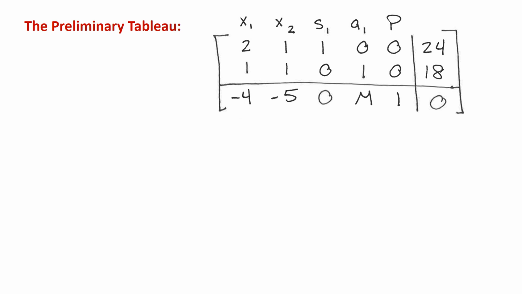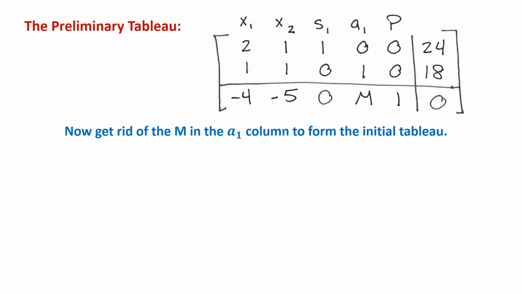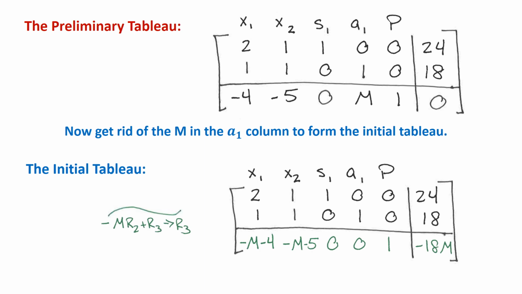So to get to the initial simplex tableau, we're going to get rid of the m in the a1 column. So we're going to multiply row 2 by negative m and add it to row 3. That gives us a new row 3 of negative m minus 4, negative m minus 5, 0, 0, 1, negative 18m. So now we see that we have 3 basic variables, s1, a1, and p.